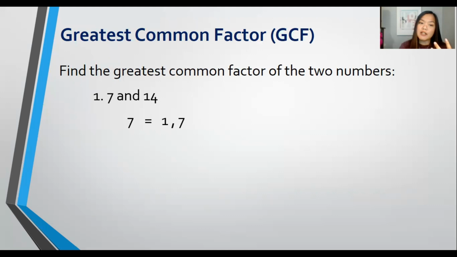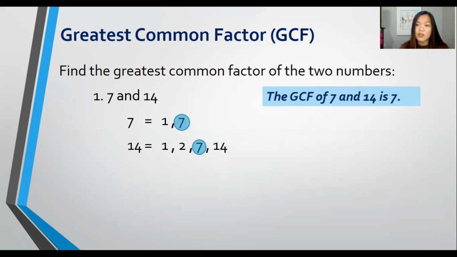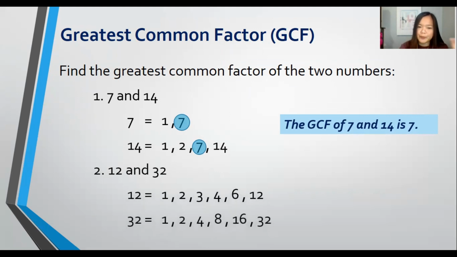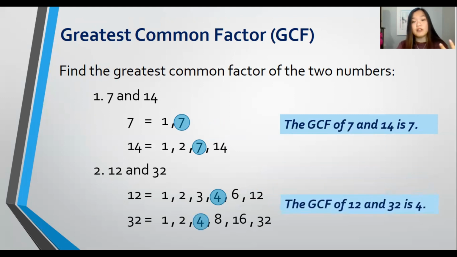for example, 7 and 14, we have 7 as 1 and 7, 14 as 1, 2, 7, 14. So their greatest common factor is 7. Their common factors are 1 and 7, but their GCF is 7. Also, 12 and 32, the negative factors na. Now, their GCF is 4. That's the greatest common factor.